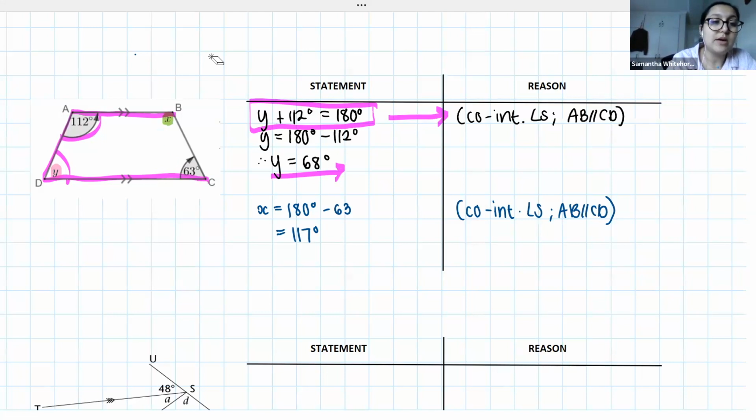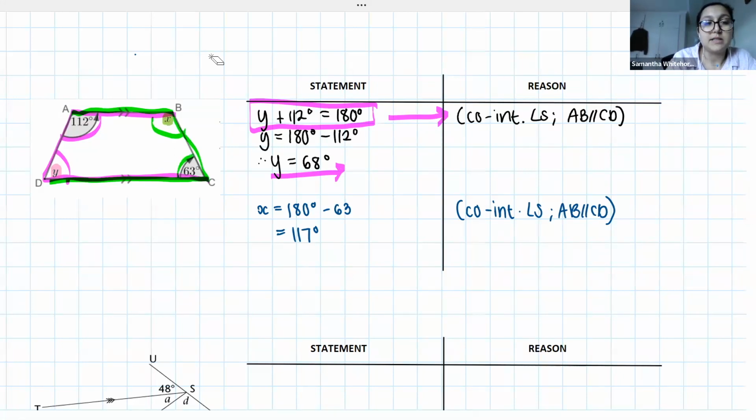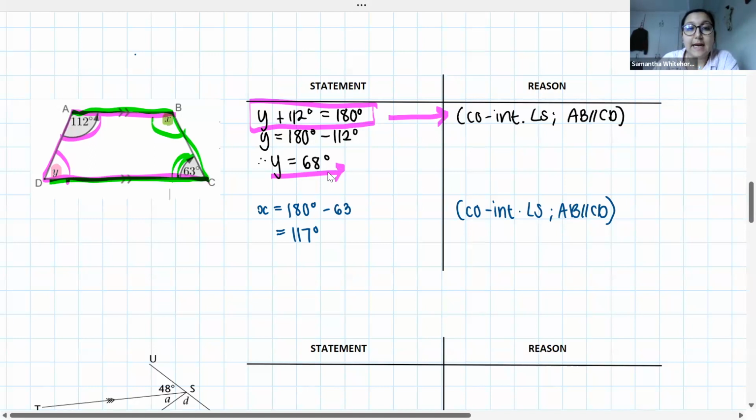But the second way that we got x is we could also use co-interior angles with this backwards C and say that x plus 63 must give us 180 degrees. So there's two ways to do it, completely up to you. But that's how we get x and y.